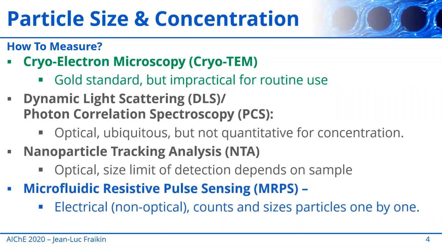Finally, I'd like to introduce Microfluidic Resistive Pulse Sensing, or MRPS. This is Spectrodyne's technology. It's an electrical technique, so there are no optics involved. And it measures particles by counting and sizing them one by one. And importantly, this is essentially a modern implementation of the Coulter principle. And the Coulter counter has been the gold standard for measuring large particles and cells for decades. So what we've done is scale it down to the nanoscale regime.